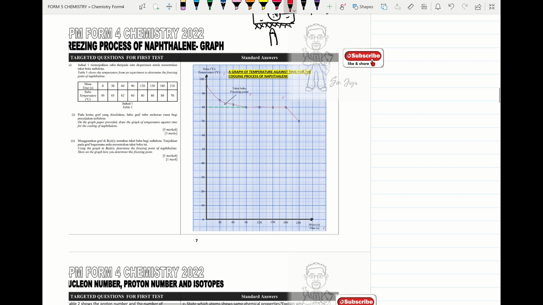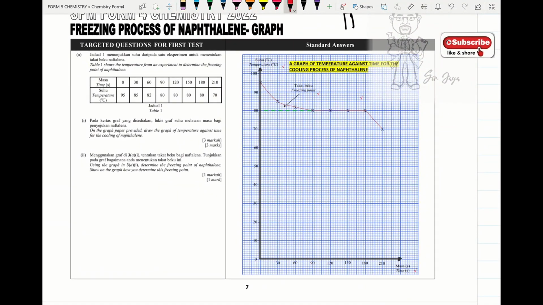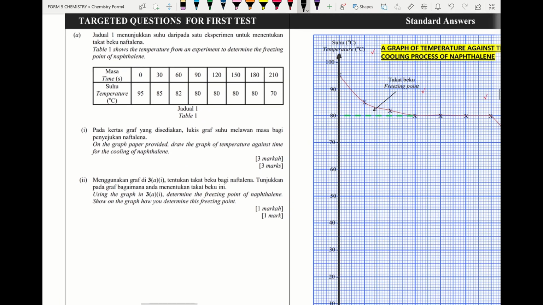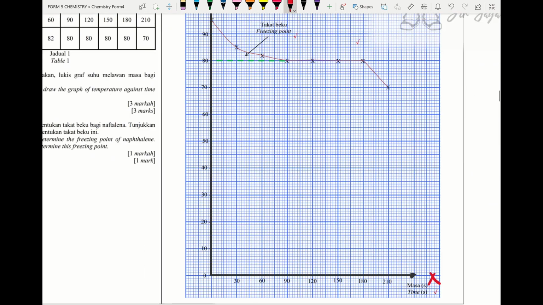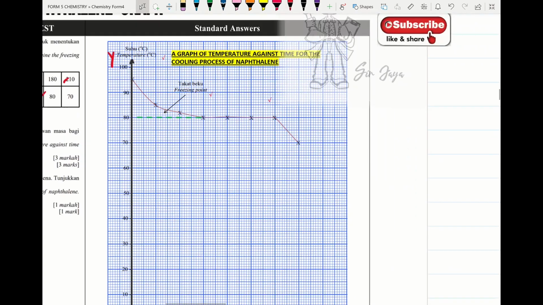So we move on to the next one, how to draw a graph for the cooling process of naphthalene. When the liquid molten naphthalene is cooled in the conical flask, it will undergo the cooling process. This experiment is used to determine the freezing point of naphthalene. If the temperature and time taken are given, make sure the time taken is on axis X and the temperature is on axis Y. This will be axis Y, and this will be axis X. So please take the 0, 95. We take all the data given in the table and plot the graph like this.